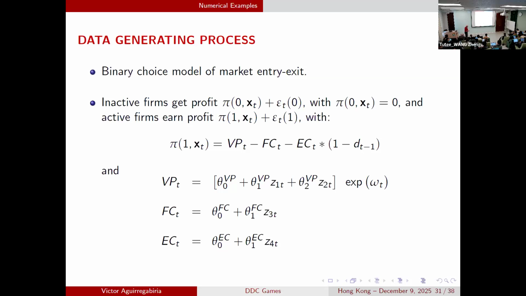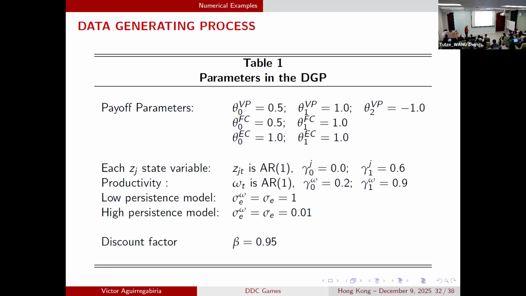We are trying to consider a high dimensional state space, something a little bit computationally challenging in the context of this simple entry and exit model. These are just the different parameters in the specification. All the C's follow an autoregressive process of order 1. The omega also follows an autoregressive process of order 1.